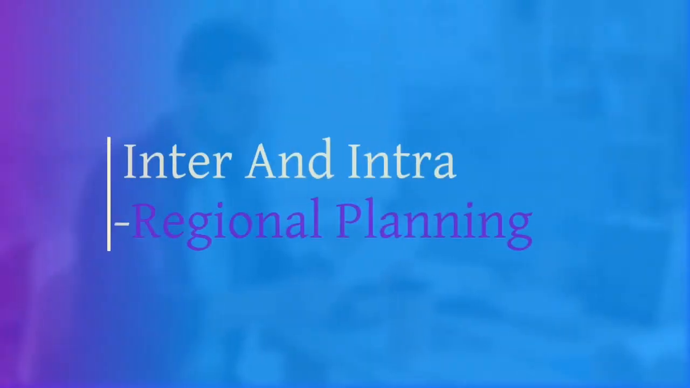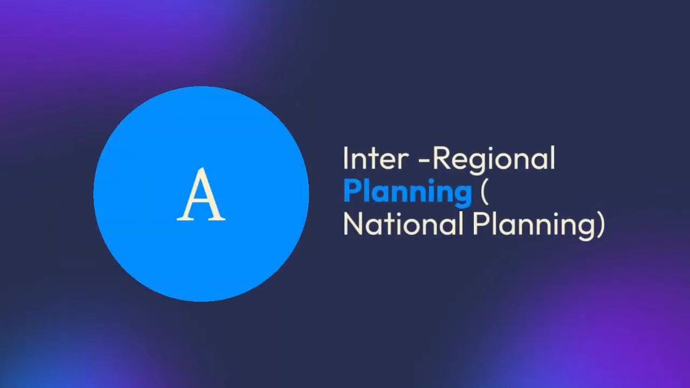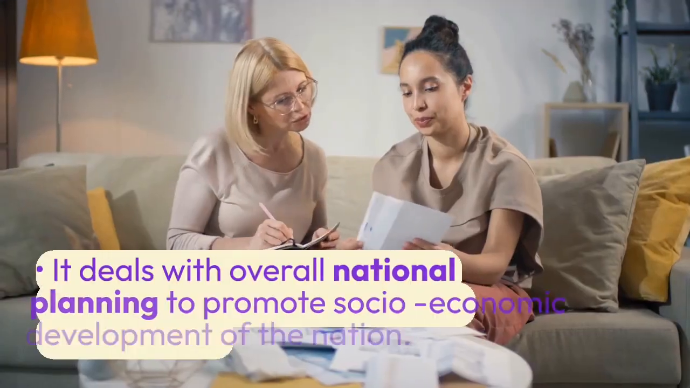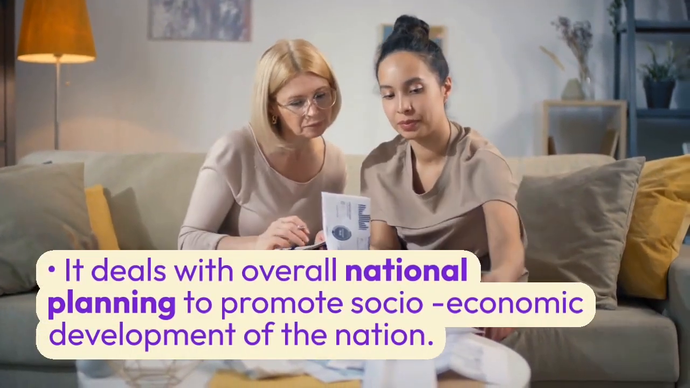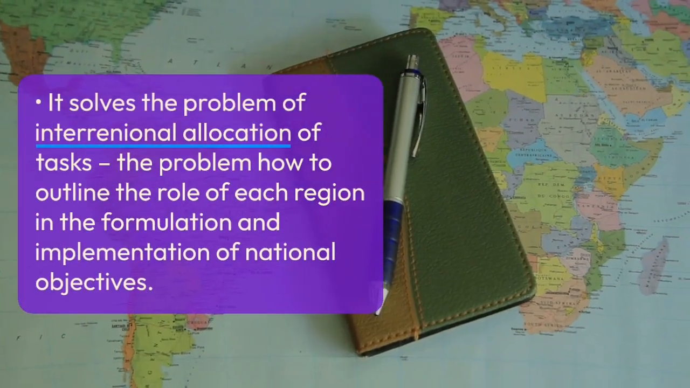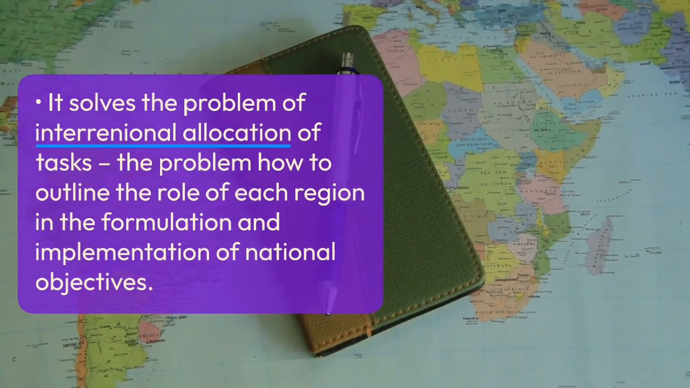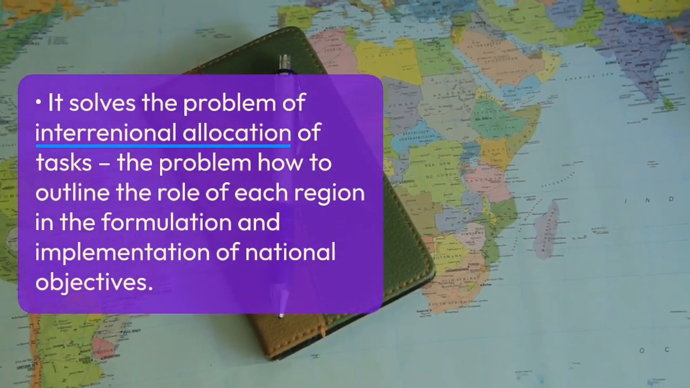1.4 Inter- and intra-regional planning. A. Inter-regional planning, national planning. It deals with overall national planning to promote socio-economic development of the nation. It solves the problem of interregional allocation of tasks, the problem of how to outline the role of each region in the formulation and implementation of national objectives.